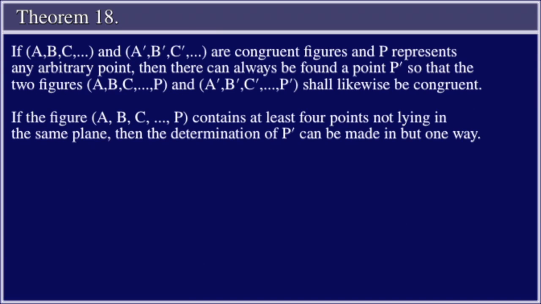Theorem 18. If A, B, C, etc., and A', B', C', etc. are congruent figures, and P represents an arbitrary point, then there can always be found a point P' so that the two figures A, B, C through P and A', B', C' through P' shall likewise be congruent. If the figure A, B, C through P contains at least 4 points not lying in the same plane, then the determination of P' can be made in but one way.